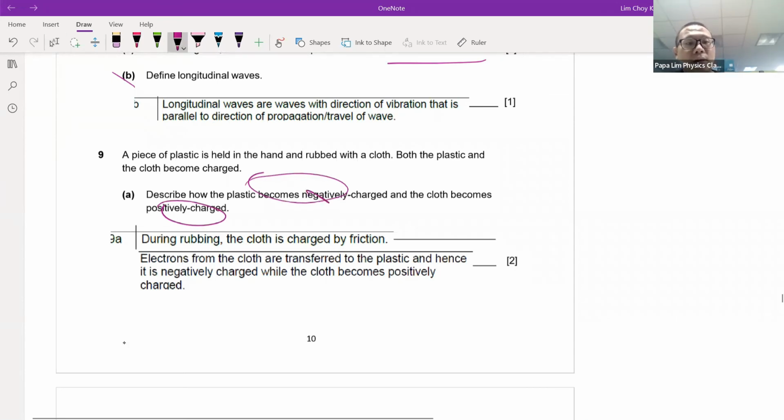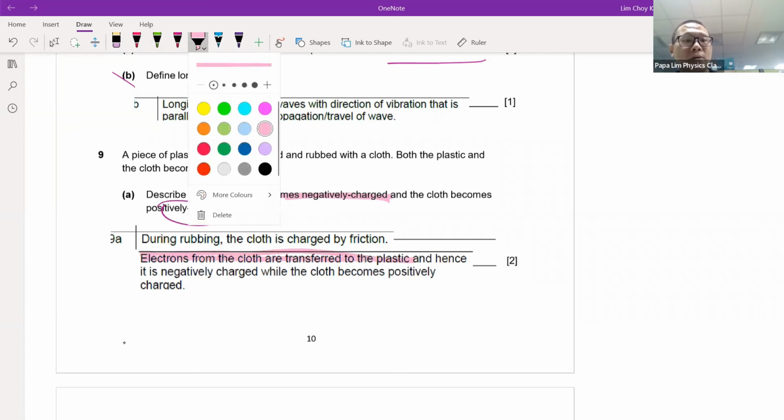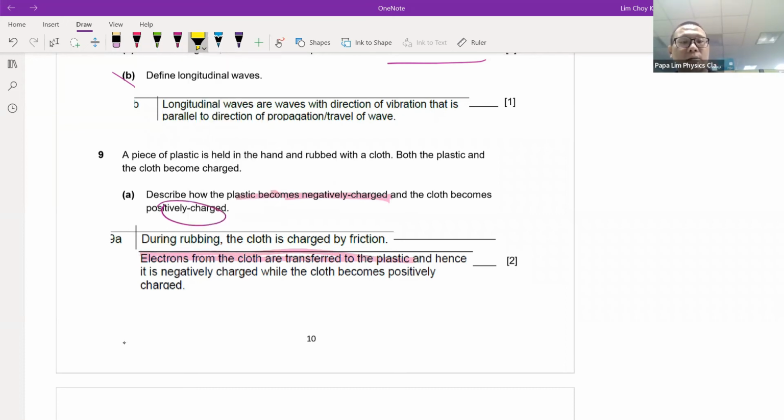So based on the question, if the plastic is negatively charged, it means that the plastic picked up electrons. Where does the plastic pick up the electrons from? The cloth loses those electrons, and as a result the electrons are picked up by the plastic. Because the cloth loses electrons, the cloth becomes positively charged. The electrons are gained by the plastic rod, and as a result the plastic becomes negatively charged.